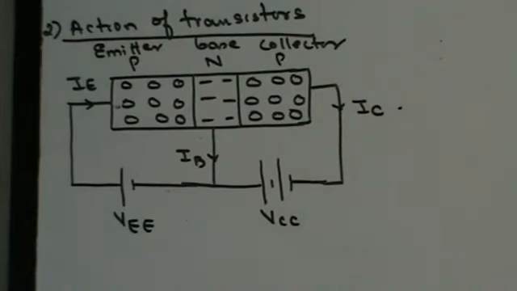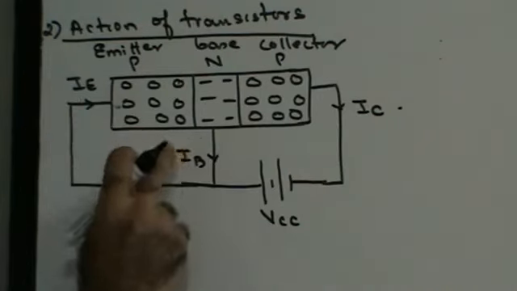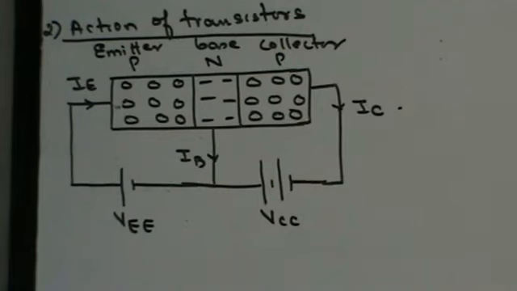Fine. I could use Kirchhoff's law here where I could say that IE is equal to IB plus IC. The total emitter current entering the circuit should be equal to the total sum of the base and the collector current leaving the circuit. Fine, do we get this thing clear? So do we understand the action of a transistor?